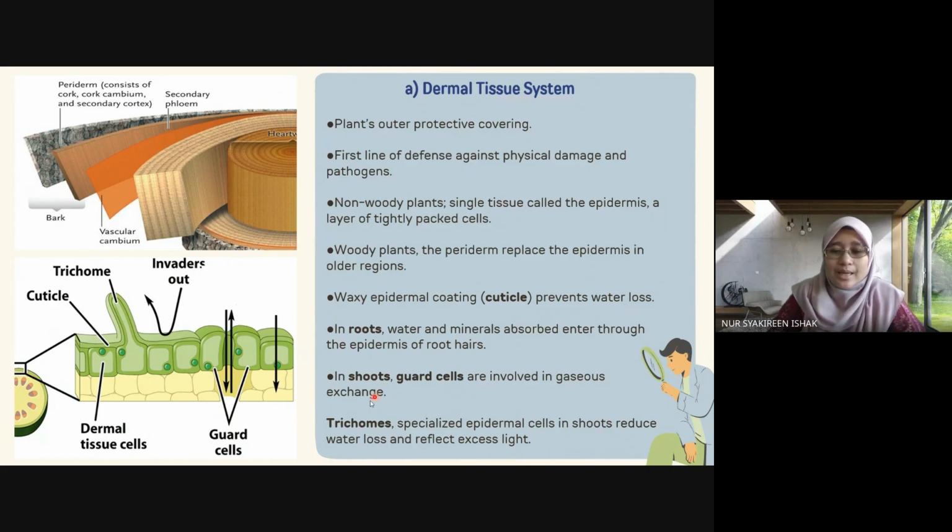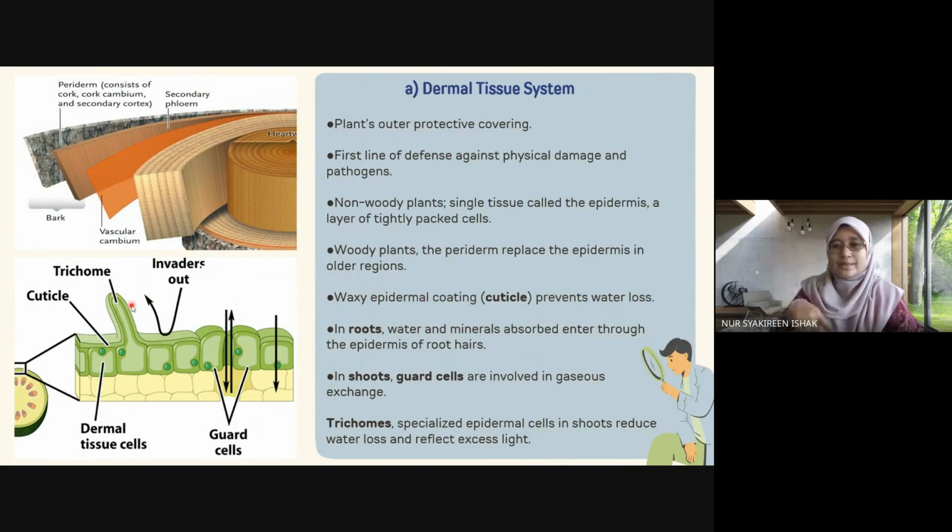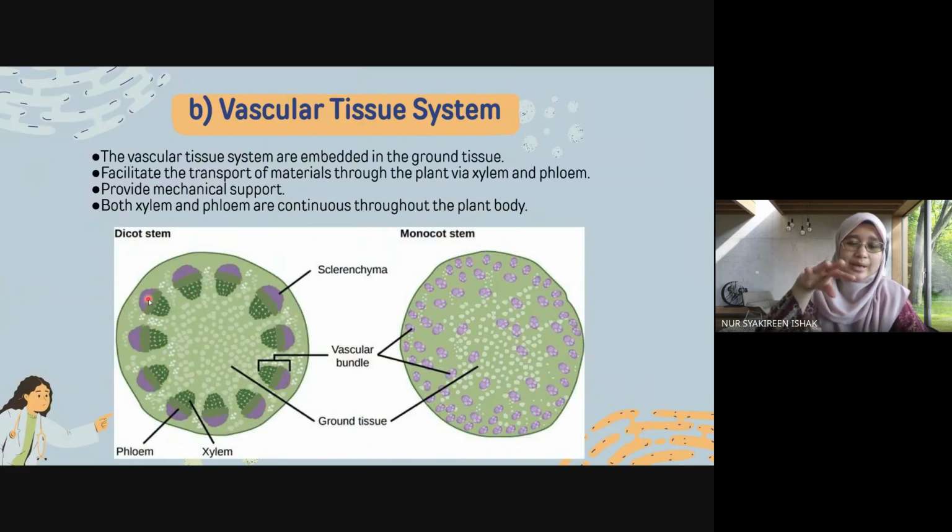And then in shoots, guard cells are involved in gaseous exchange. Guard cells are the cells that make up the stomata. So this is the stomata, and it consists of guard cells. And then we have the trichome, a specialized epidermal cell in shoots, which reduces water loss and also reflects excessive light.